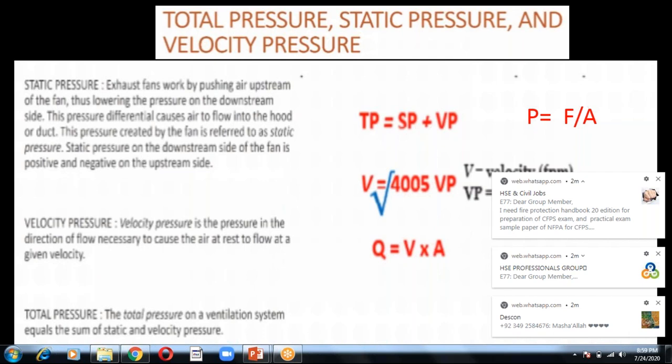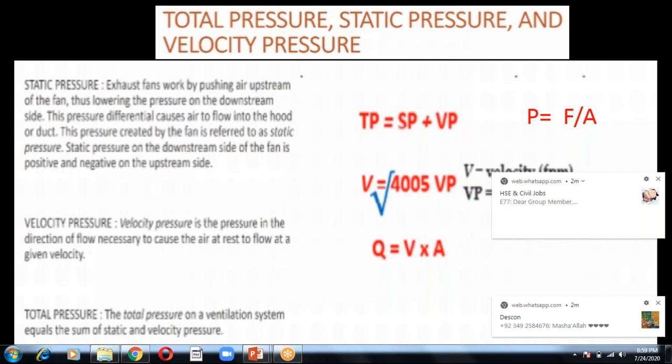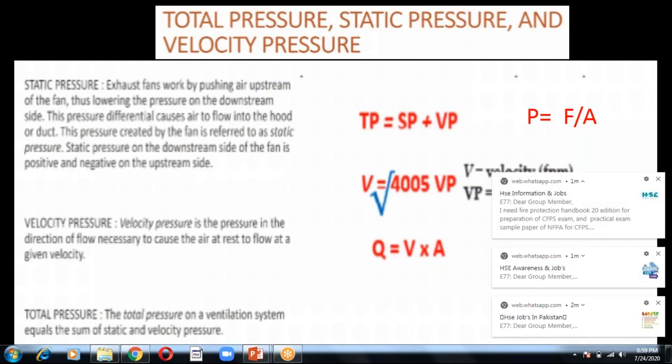For example, this is a pipe and air is flowing with a four inch diameter. And suddenly the air expands into a 6 inch diameter, then the velocity of air will decrease and the pressure of the air will increase. It is very much dependent on the cross-sectional area of the pipe.